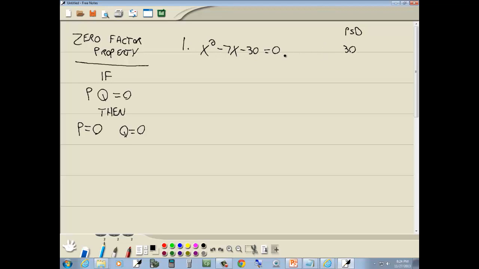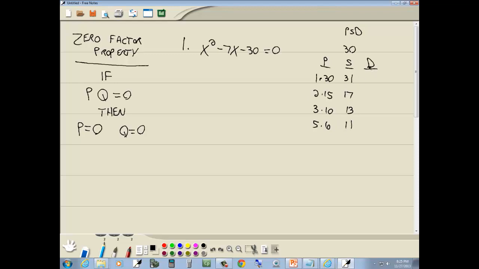So we take the number at the end, the 30, ignore the sign, and we're going to come up with 3 columns. The P column, P stands for product. We'll write all the products to give us 30. We got 1 times 30, 2 times 15, 3 times 10, 5 times 6. The S stands for sum. We're going to add these together. 1 plus 30 is 31. 2 plus 15 is 17. 3 plus 10 is 13. 5 plus 6 is 11.